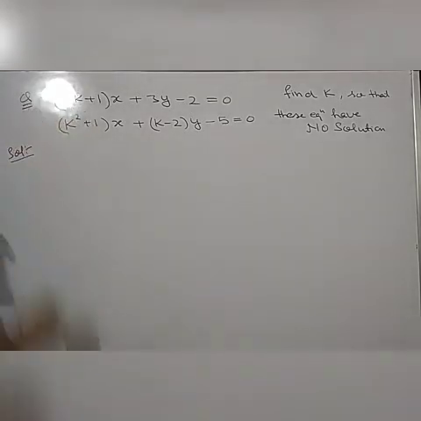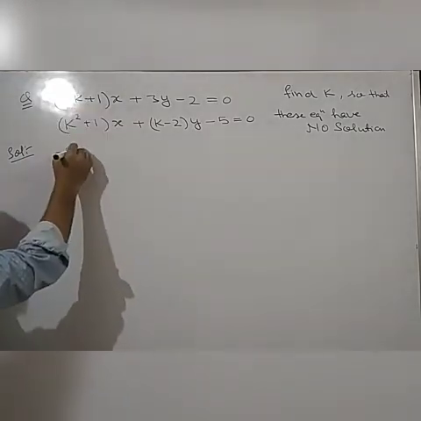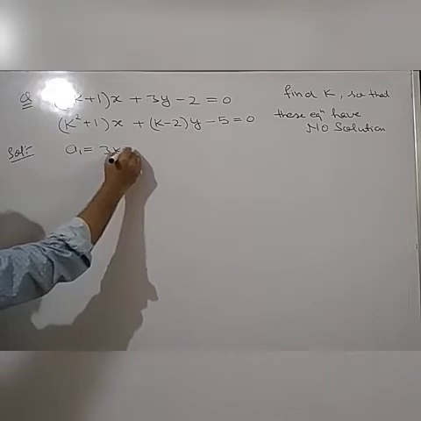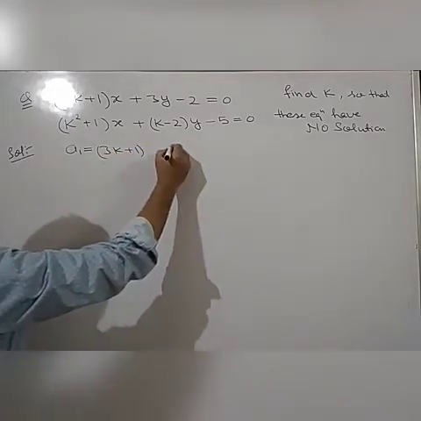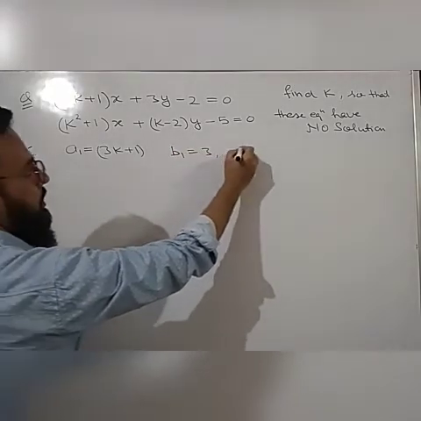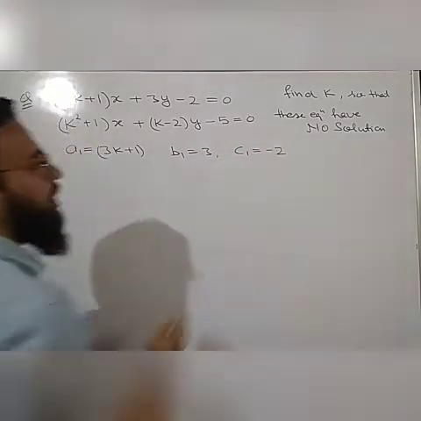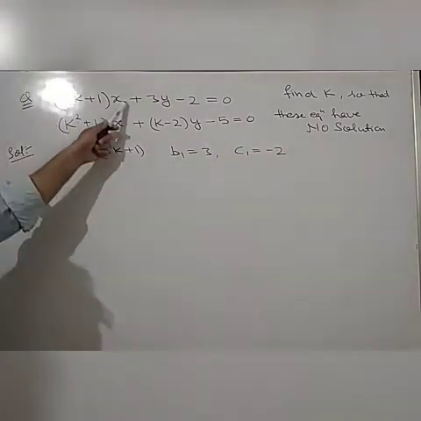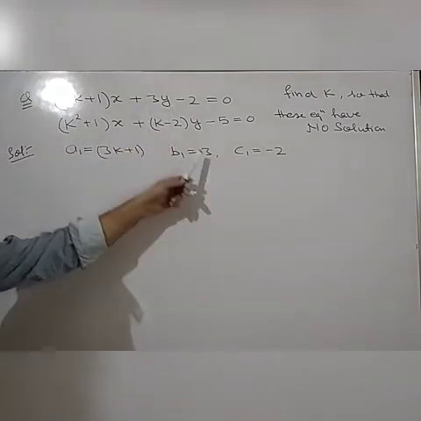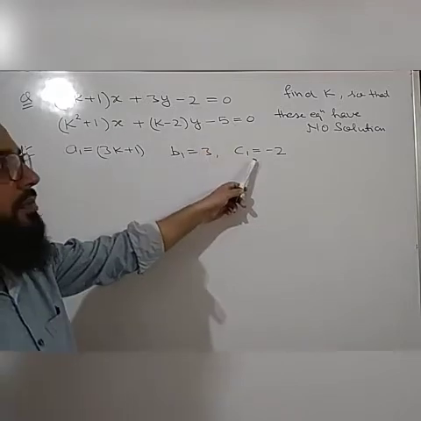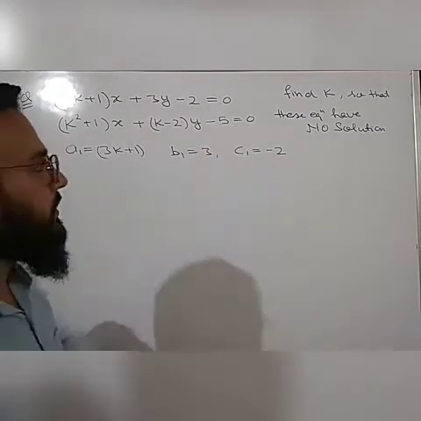First we will find the values of a1, b1 and c1. So what is the value of a1 here? a1 is equal to 3k plus 1. b1 will be equal to 3 and c1 will be equal to minus 2. The coefficient of x in the first equation is a1, the coefficient of y in the first equation is b1 and the constant term in the first equation is c1.